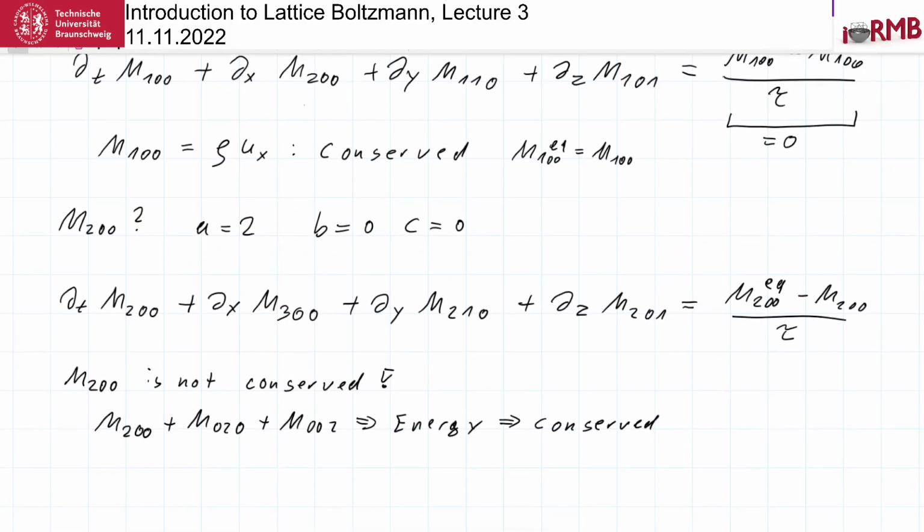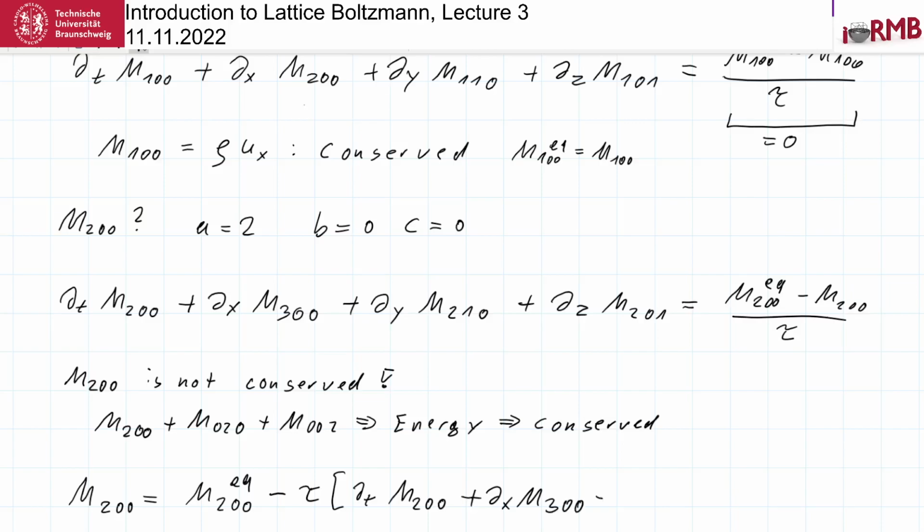So this basically looks like this. We take the tau on the other side and then the equilibrium also on the other side, and then we get M200 is equal to M200 equilibrium minus tau, and then what before was the left-hand side, so we'll end up with dt M200 plus dx M300 plus dy M210 plus dz M201.